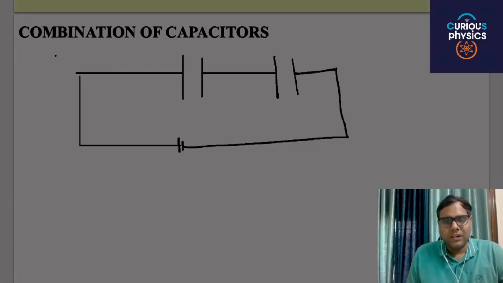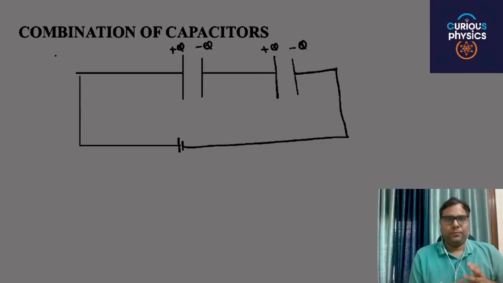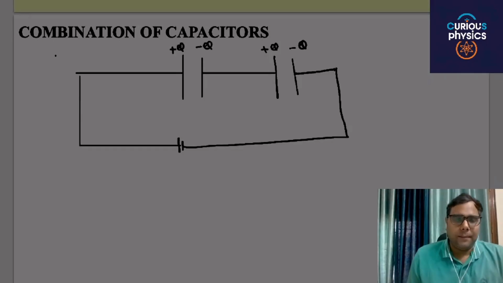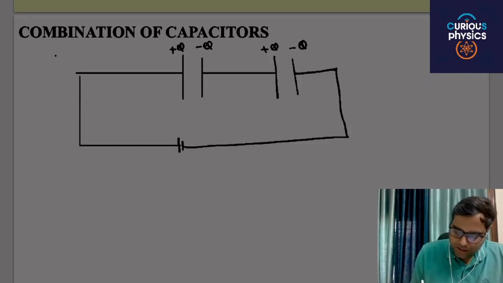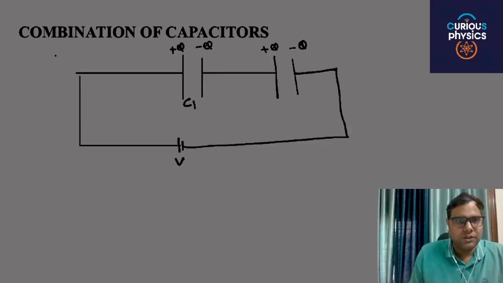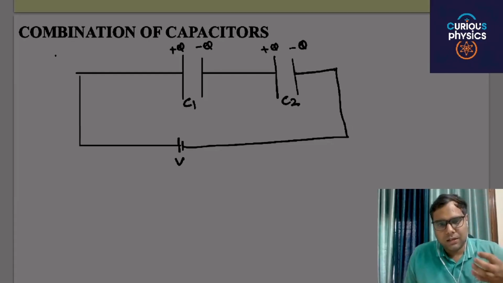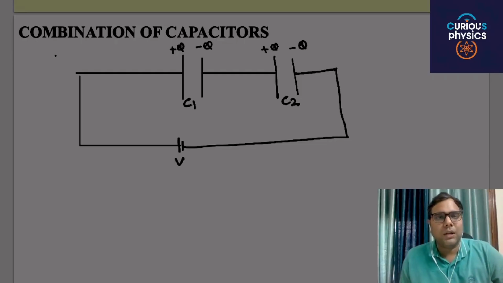In series combination, the charge remains the same. This is plus q, this is minus q, this is plus q, this is minus q. This is the charge on the capacitor. Let's say C1 is the capacity of this first capacitor and C2 is the capacity of this second capacitor. So we have to find the combined capacity or capacitance of this particular system.